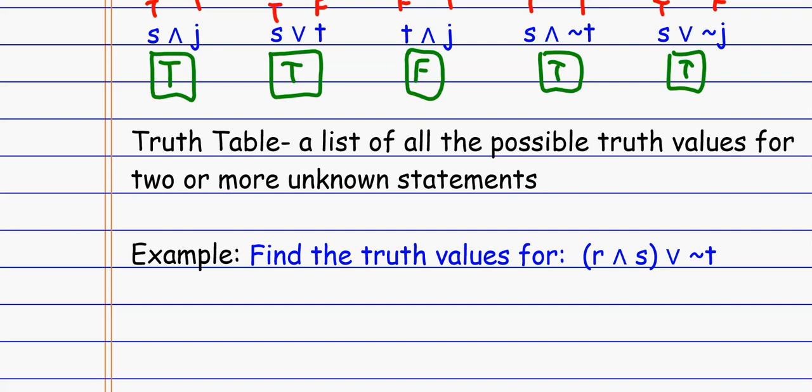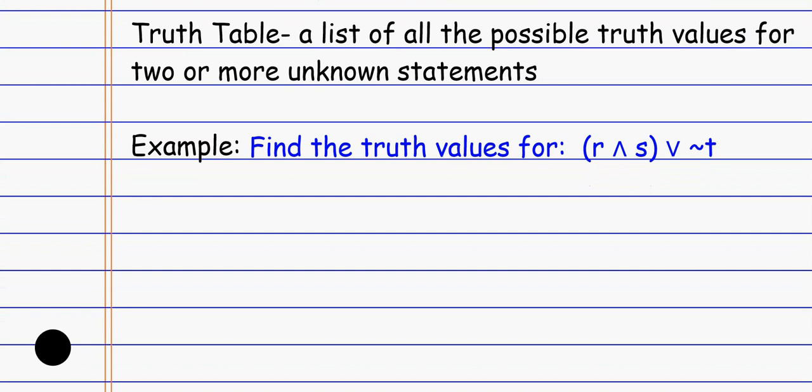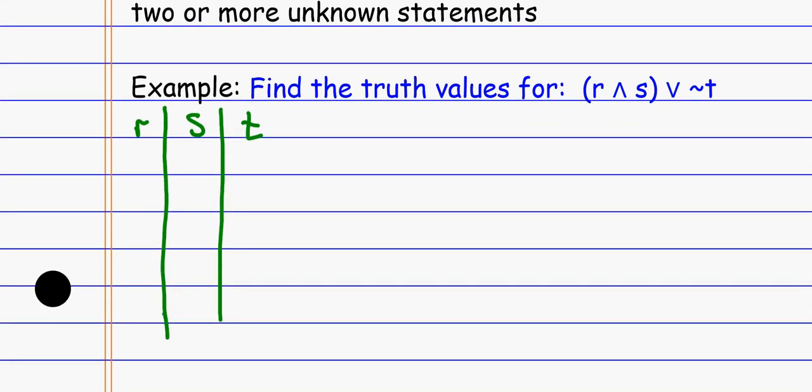And so here's what we do. The first thing we do is set this up using our values. So I've got a value of R, a value of S, and a value of T. The first thing I want to do is define each of the statements. I don't know what those statements are, and that's okay.